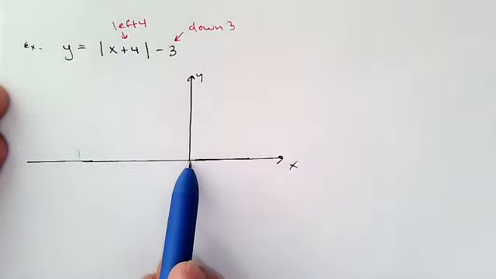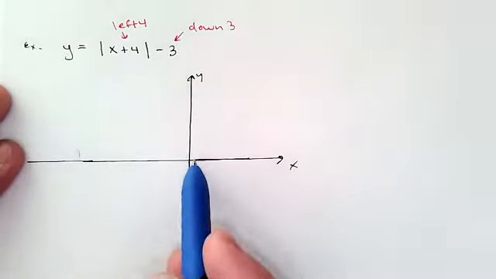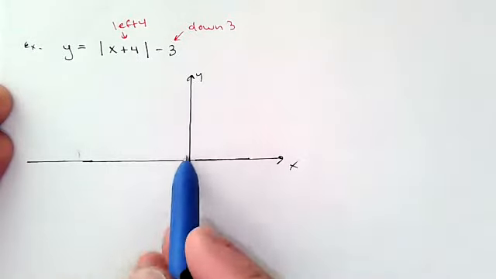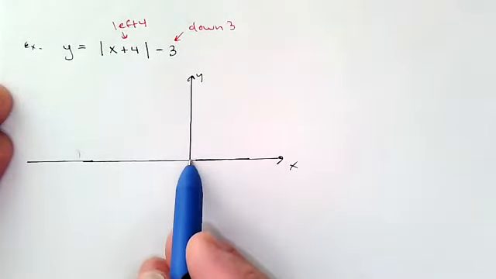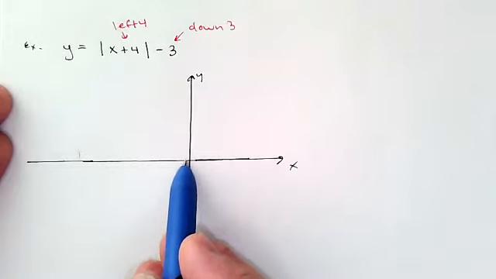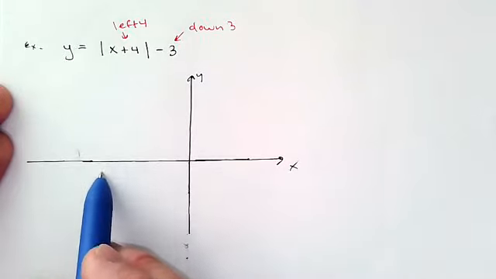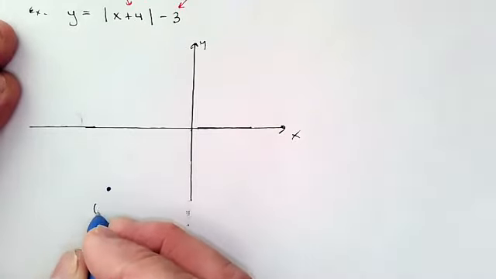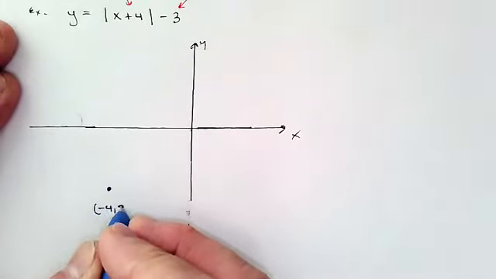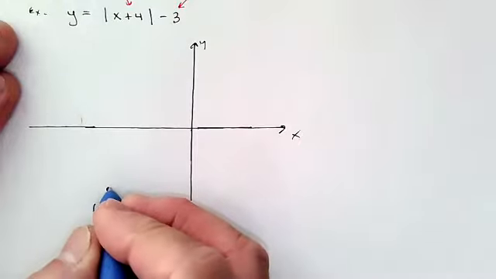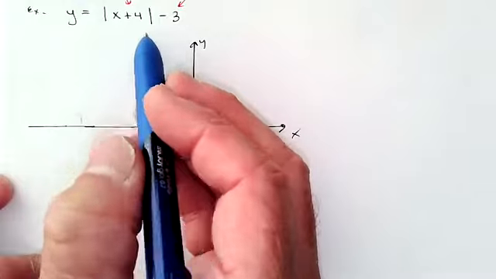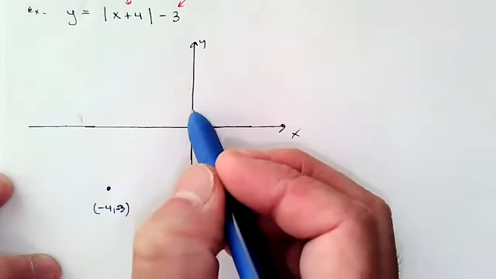So maybe I'll just draw the actual graph this time. Instead of your base graph, absolute value of x, having its vertex essentially at the origin, we're going to move it left 4 and down 3. So it might be -4, -3.